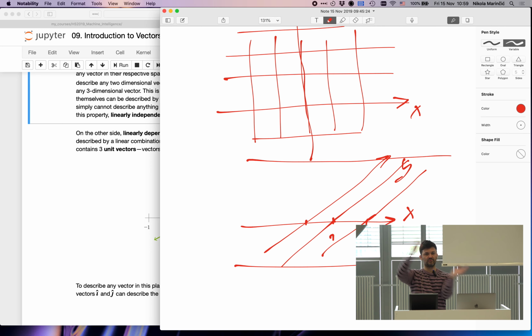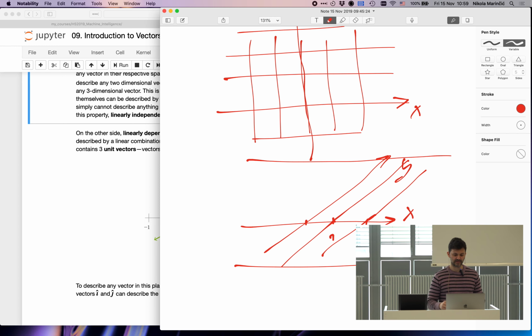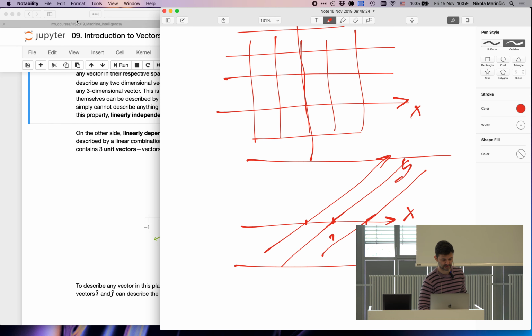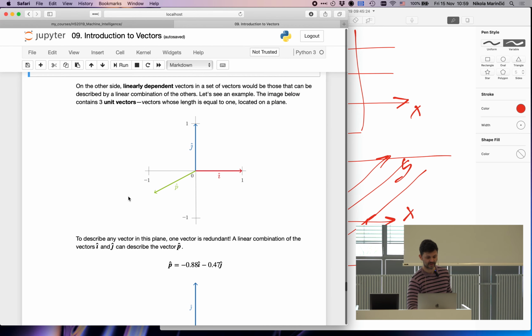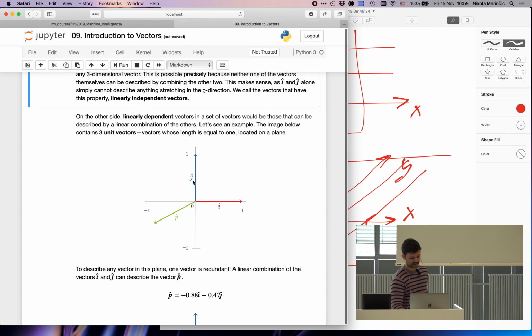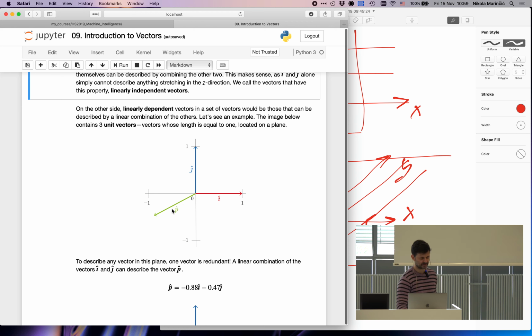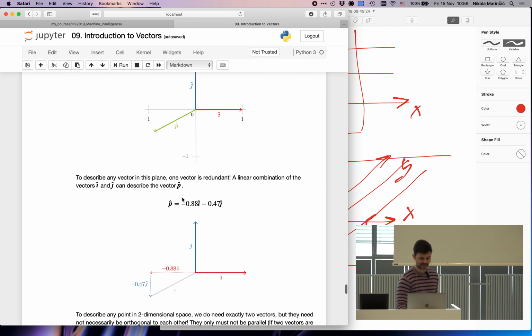So the grid lines in this space need to be distributed equally, but their length might vary. So the space can have different configurations. And this is what I want to show you here. I can use I and J to describe P. So then I and J are linearly independent, and then P is linearly dependent.